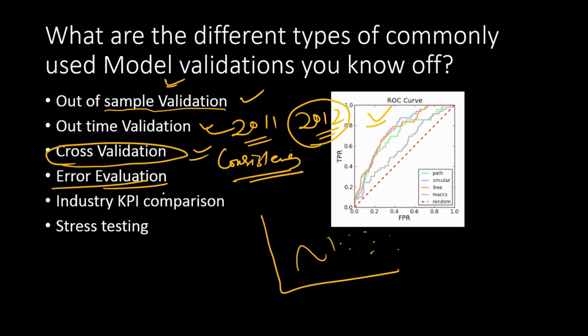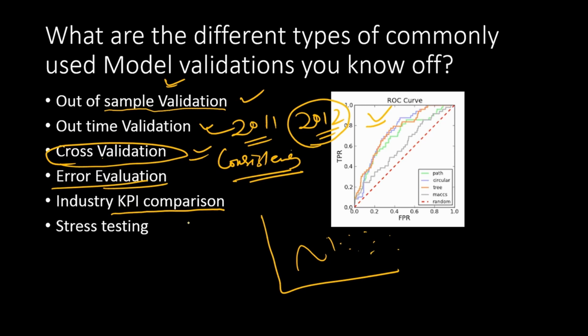That's important because error evaluation tells you whether the model is actually following all the theoretical assumptions required for your model acceptance. And you also sometimes do KPI comparisons, right? It depends on which industry you're working in. In the banking and financial industry, they have their own KPIs. In supply chain, it has its own KPIs.